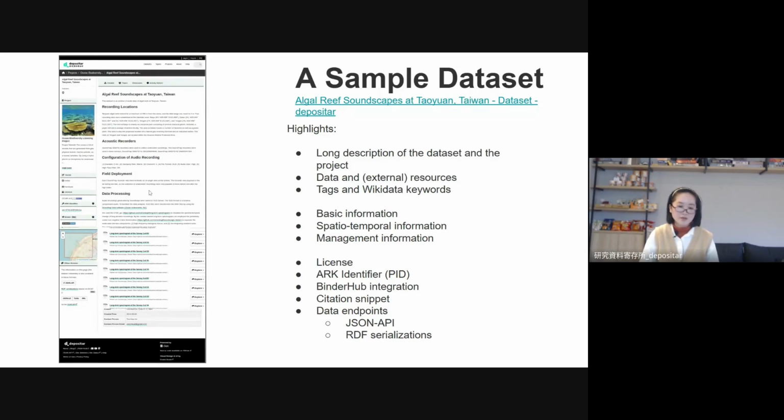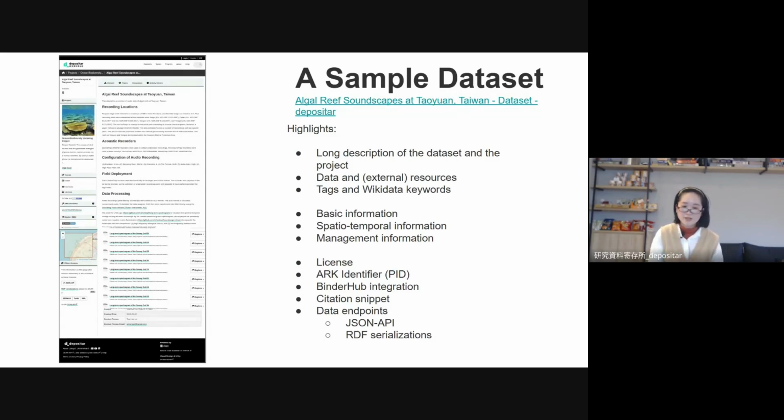And this dataset of Angan Drift soundscapes is licensed under an open content license with identifier ARC, integrating with ByteHub for dynamic data analysis. And Depositar also features a citation snippet for proper referencing, and data endpoints like JSON API or RDF serializations. They are on the standard offering, ensuring raw usability and accessibility.